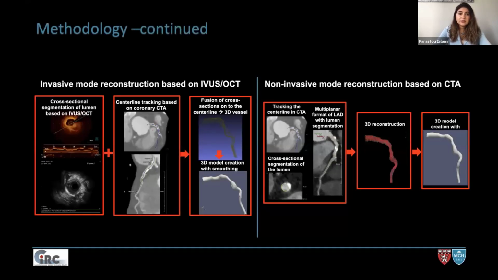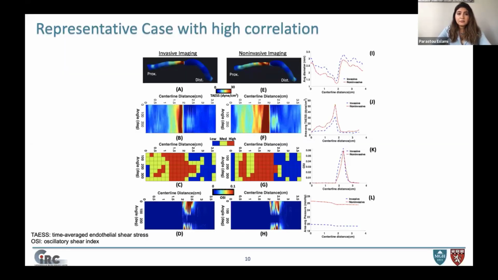For this, after co-registration between the two imaging modalities, we segmented and created the models based on IVUS or OCT, and we repeated the same methodology, looking at the reconstruction of coronary CTA and segmenting it with the Medis software here. The results show a representative case with a high correlation between the two imaging modalities.